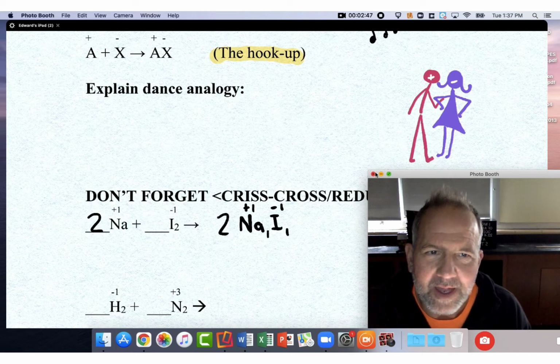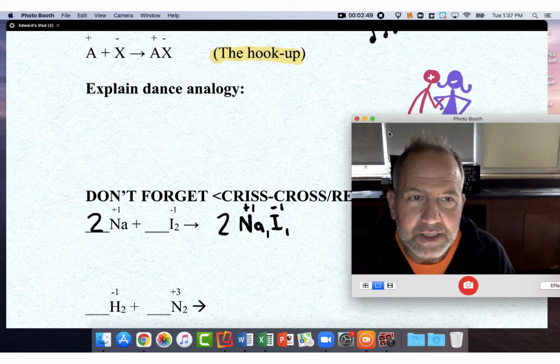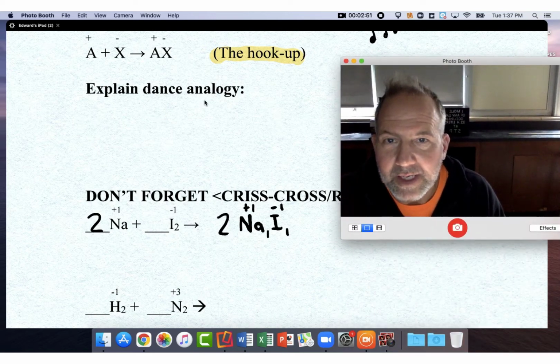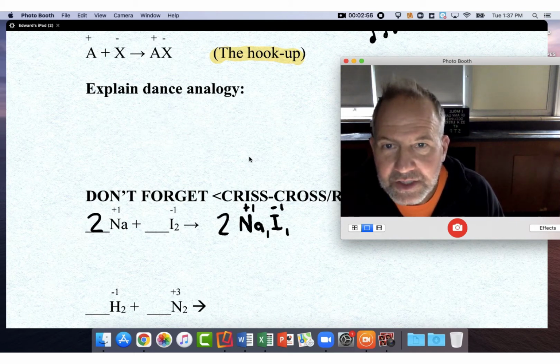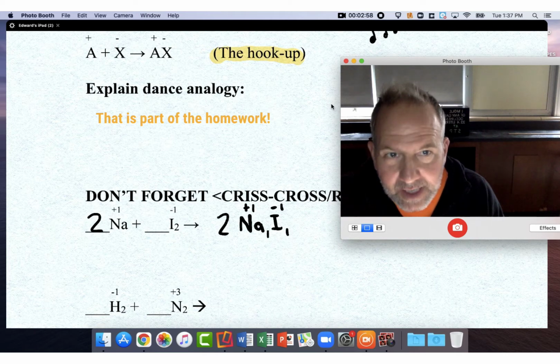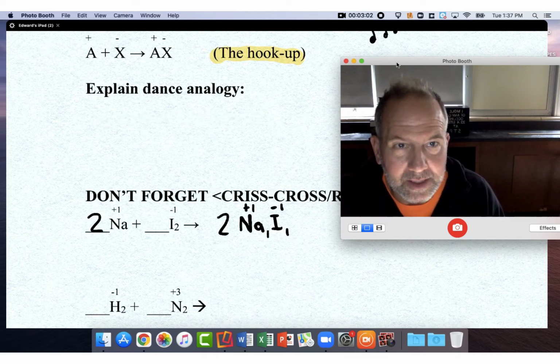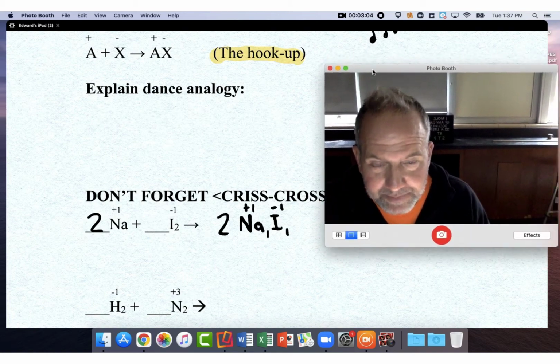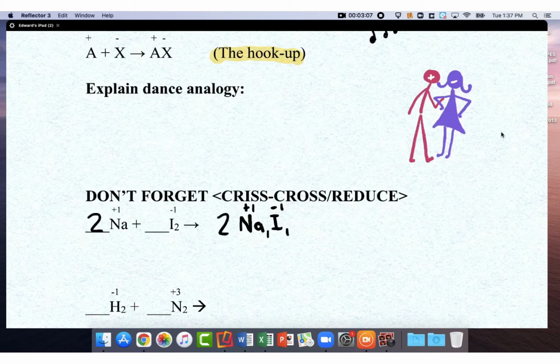All right, let's proceed. Now what I want you to do is explain how this synthesis reaction relates to that dance. All right, and then I also want you to balance the following equation. All right, let's move on.